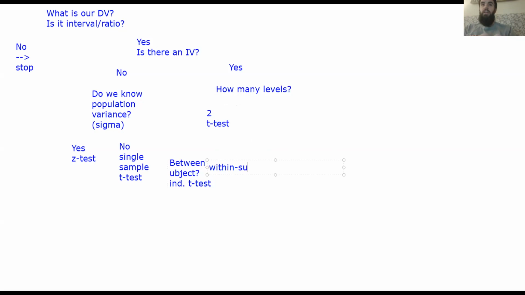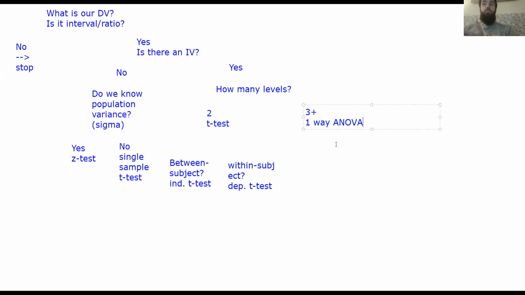Versus if it was a within subject, we would run a dependent t-test, or a paired samples t-test, as SPSS calls it. So that's 2 levels. If there are 3 or more levels, then we're in the family of one-way ANOVA. One-way ANOVA because there's one independent variable.